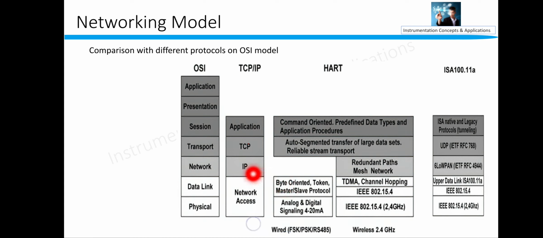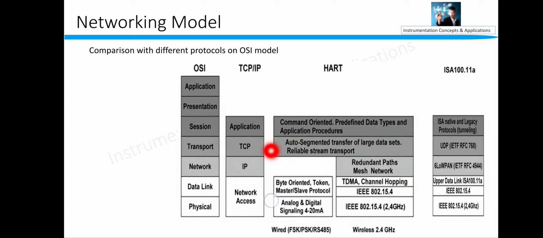then the physical layer will be analog or digital signal 4 to 20 milliamp, and in case of wireless HART technology, the physical layer will be IEEE 802.15.4, that is on the 2.4 gigahertz frequency band. After that, the data link in the wireless is divided again into two subsystems. TDMA, channel hopping system, is followed. After that, in the network layer, a redundant path mesh network is followed. This is missing in the wired HART technology.